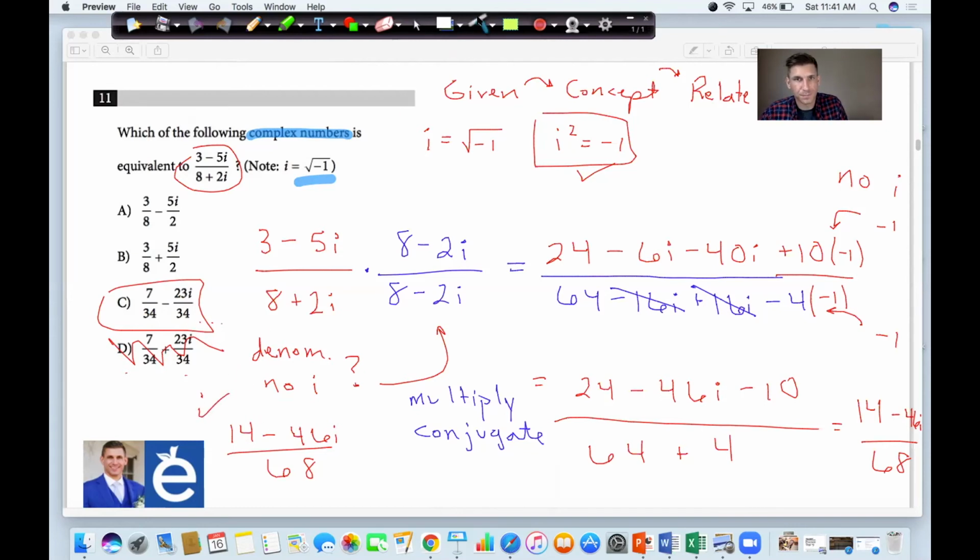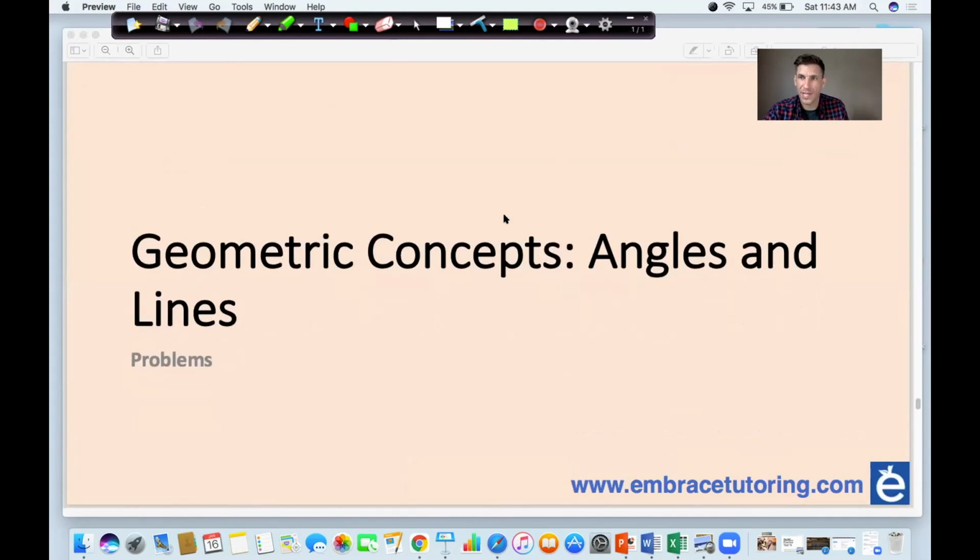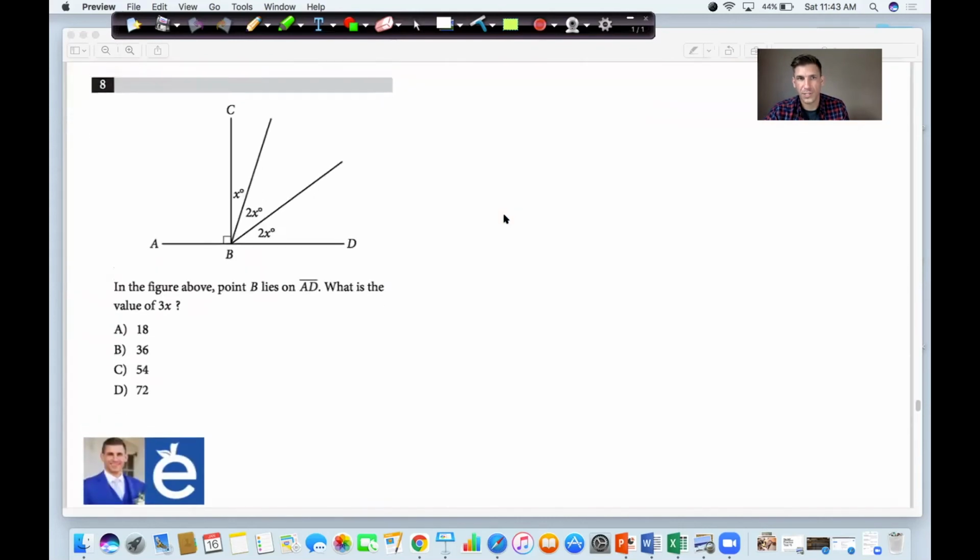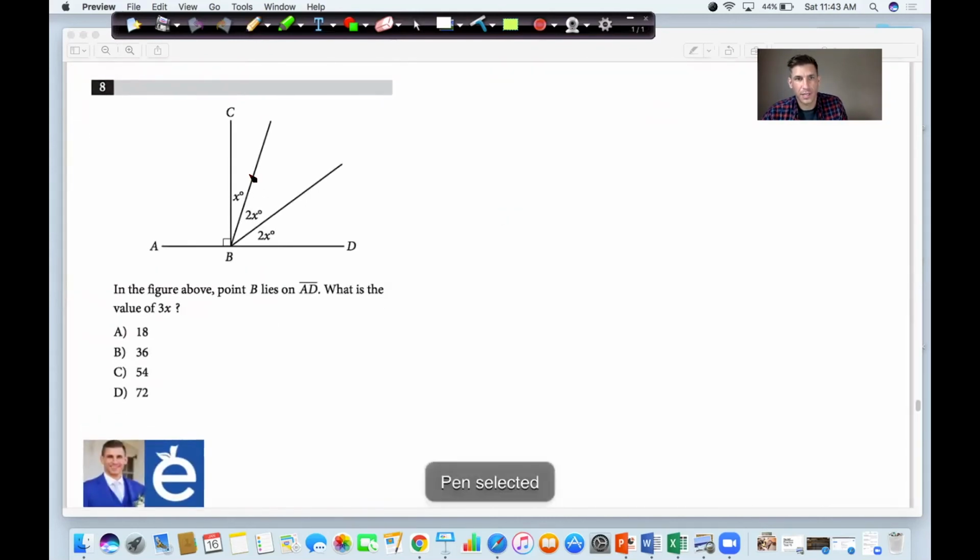Awesome. The primary topics that are going to be covered are going to be triangles and circles and essentially supplementary angles, complementary angles, things of that nature, right? Now, the first thing that you see here is, in the figure above, point B lies on AD. What is the value of 3x?